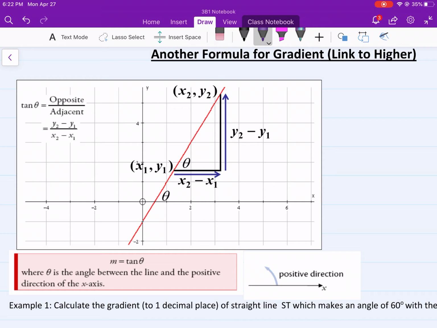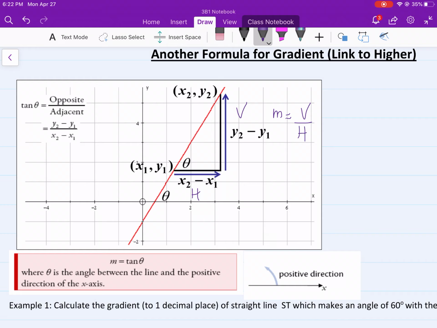Hi everyone. So today we're going to look at another formula for gradient. We already are aware that when we have a straight line, we can find the slope of that straight line by dividing its vertical height by its horizontal height. So the first formula we've ever actually done is the gradient formula using V and H.